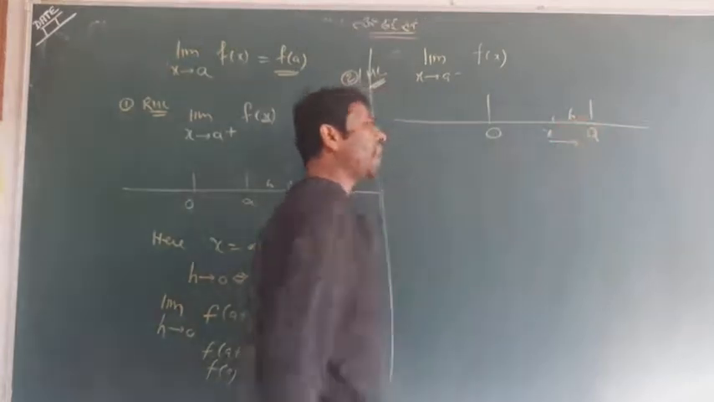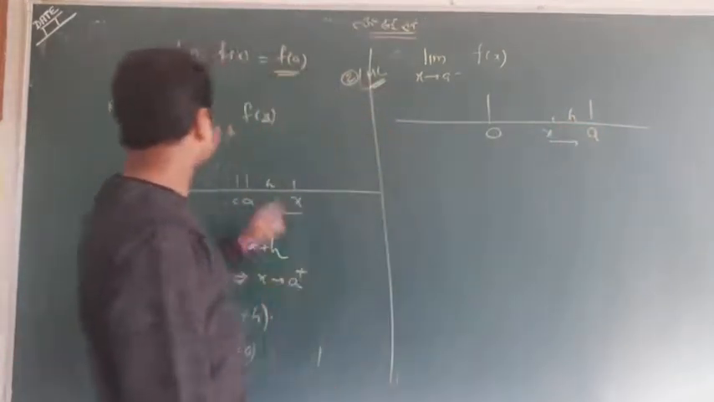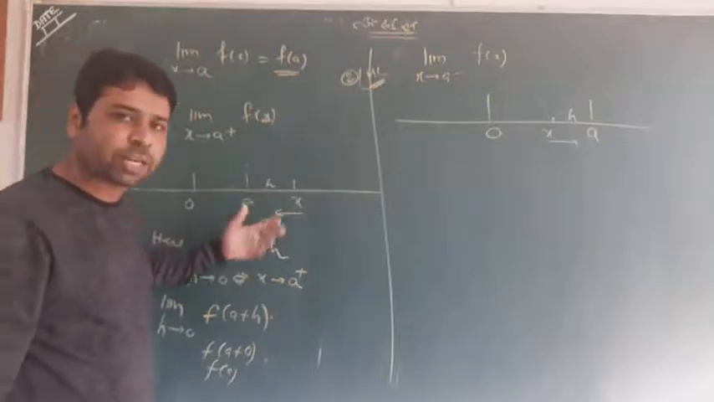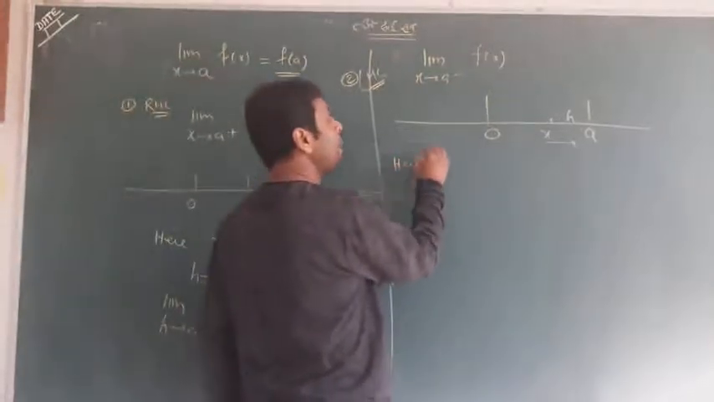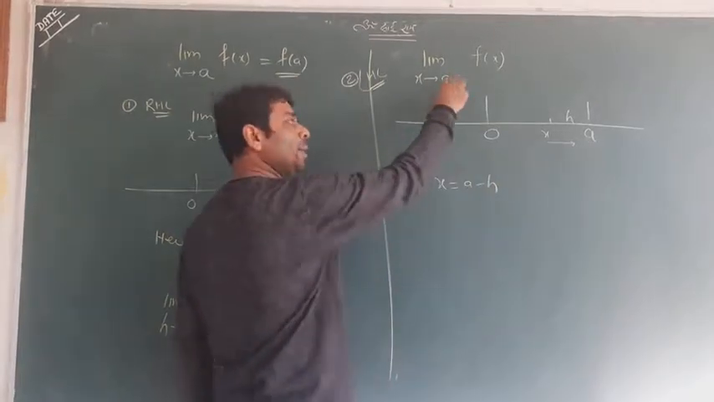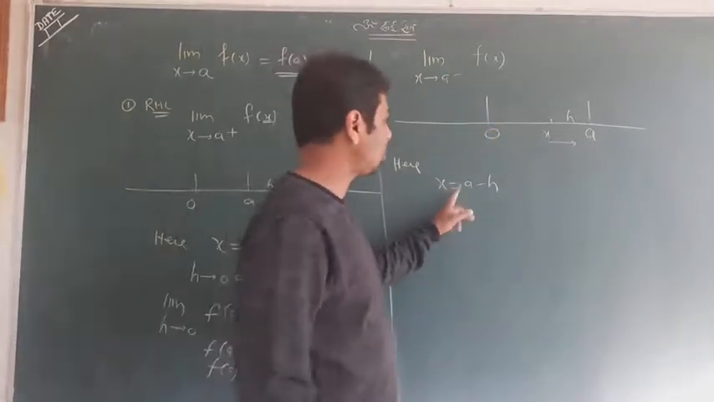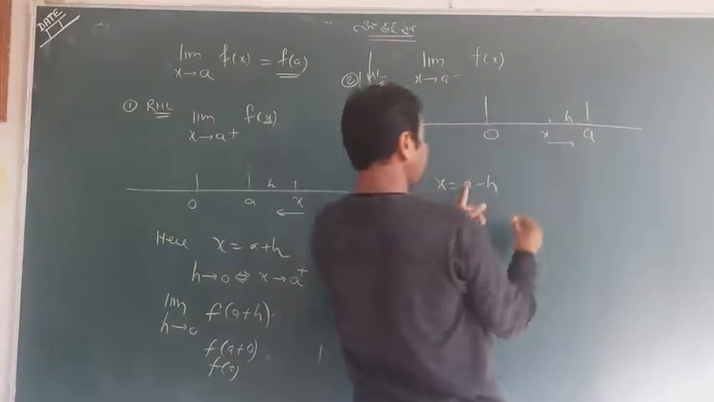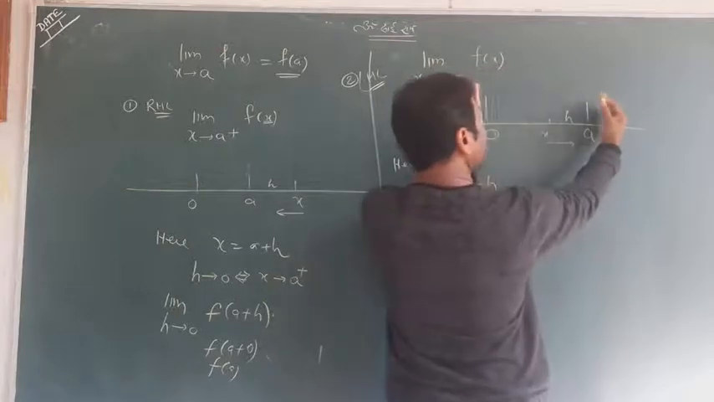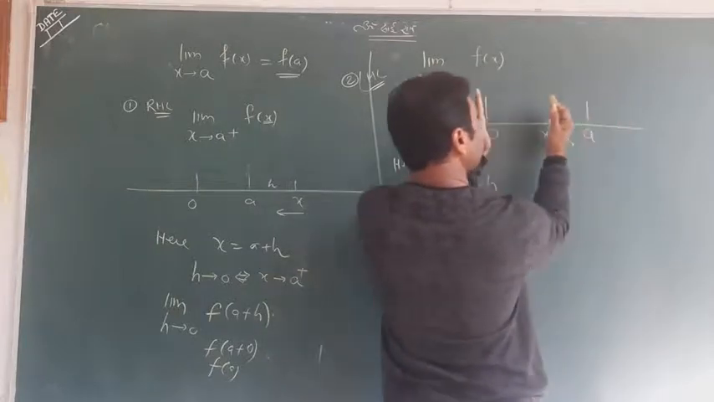It is maintaining the gap h. Now what will happen? I taught you here x equal to a plus h. Consider by picture we can understand. Here what will come? x is equal to a minus h. Can you see the picture? x, this is x. a, this is a. And h, this is h. So a minus h will be x.